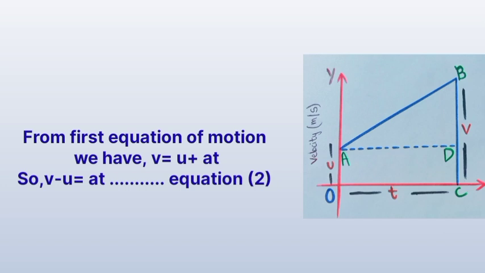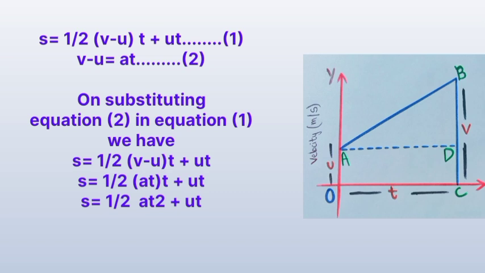Here we already know the first equation of motion, that is v equals u plus at. So v minus u equals at. This is the second equation. Now on substituting equation 2 in equation 1, we will have s equals half into (v minus u) into t plus ut.